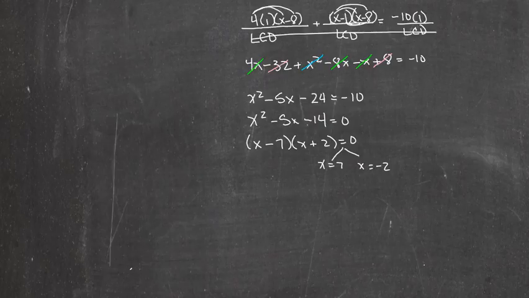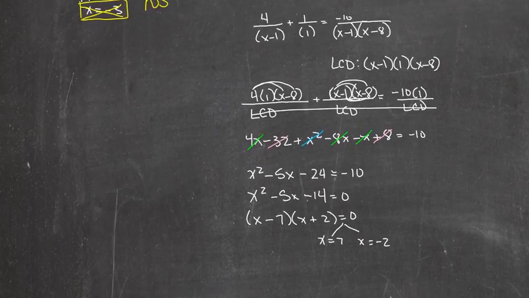7 and negative 2. Now let's look up here and see, are these going to be a problem? We're not really worried about the numerators, but we're worried about the denominators. Is 7 going to make any denominator equal to 0? It is not. 7 minus 8 is negative 1. 7 minus 1, positive 6. How about negative 2? Negative 2 take away 1, negative 3, totally okay. Same thing here. Negative 2 take away 8, negative 10. None of those are zeros, and so all of these solutions are correct.